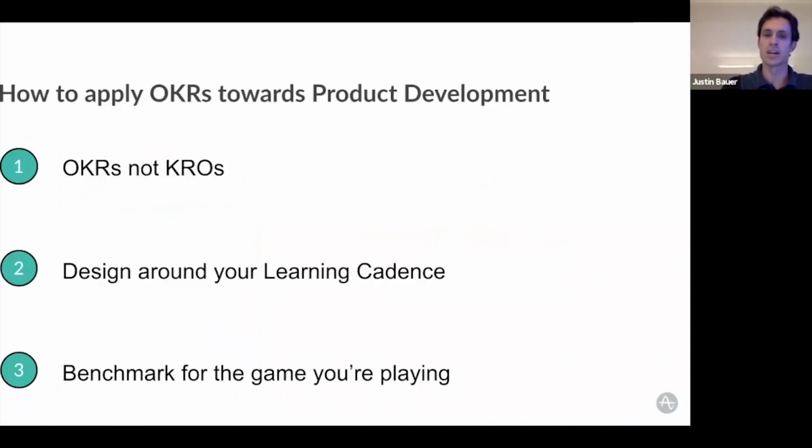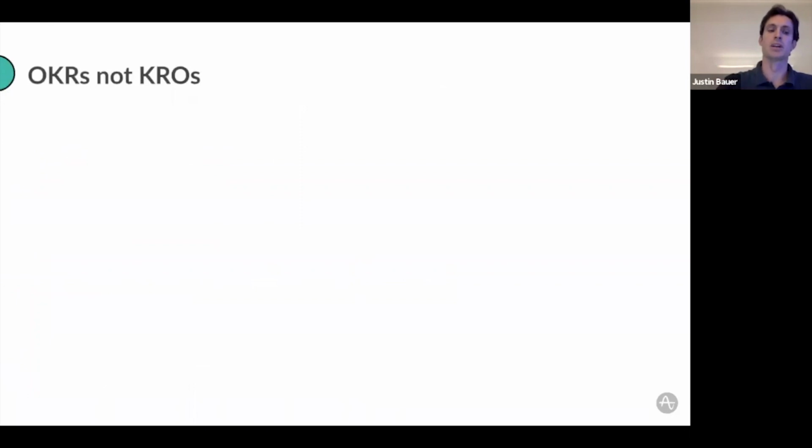The first is that you've got to remember they're called OKRs and not KROs for a reason. We'll talk through that. The second is that you should really design your OKRs around your learning cadence. And then finally, when you set your goals, it's really important to benchmark them for the game you're playing. So we'll start with the first one.